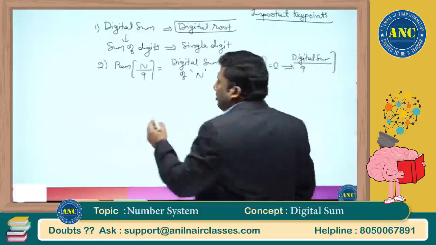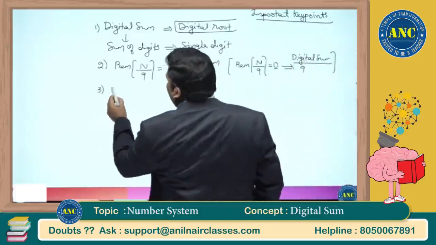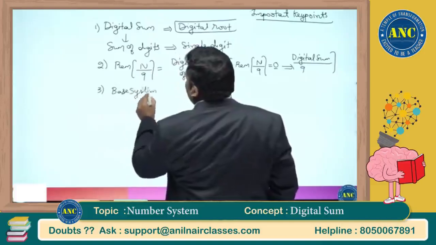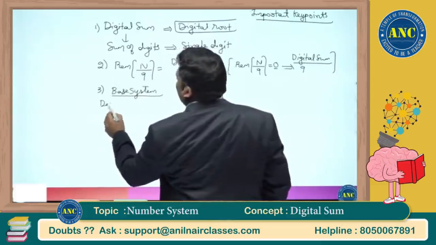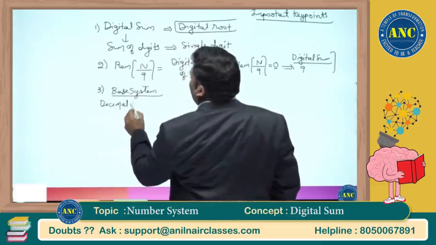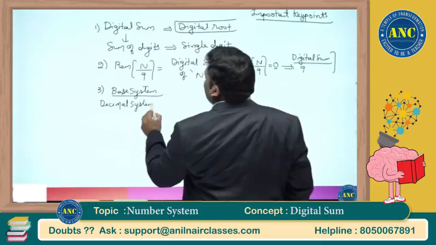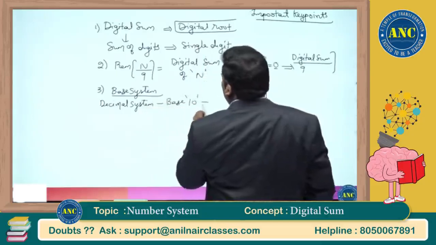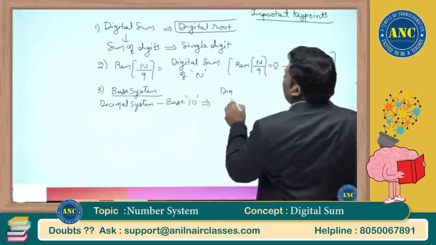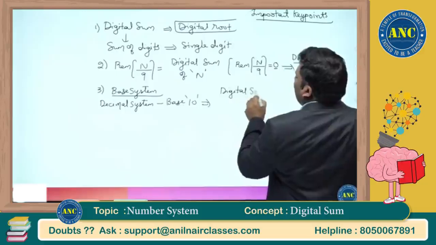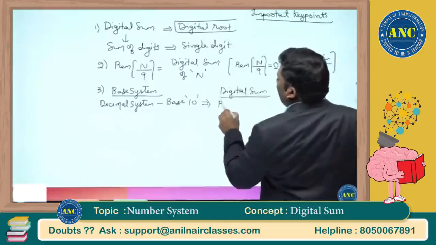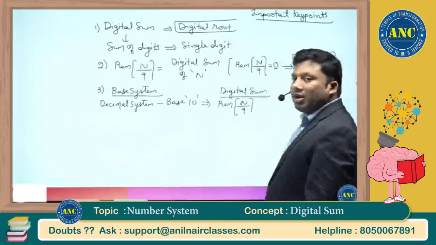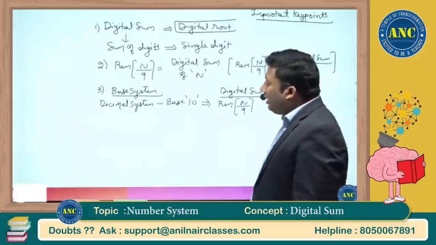From the second point, we discussed that digital sum does not only hold good for the decimal system. In any base system, it will hold good. A decimal system is a system where the digits are written in base 10. The definition of a digital sum in the decimal system is dividing by 9. When you divide a number by 9, whatever remainder you get is the digital sum in the decimal system.